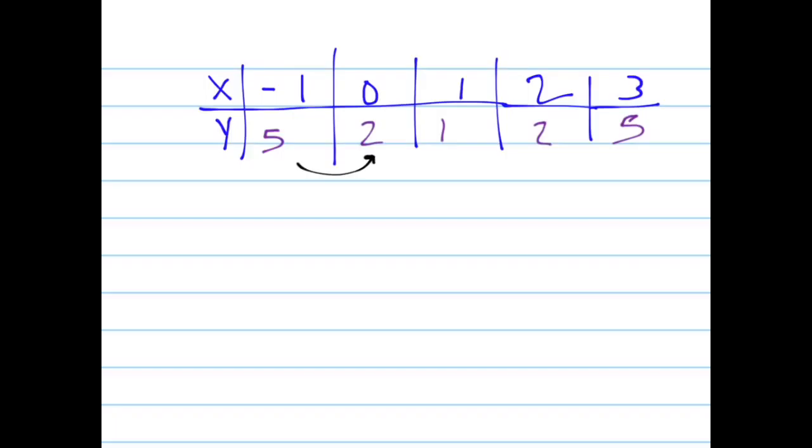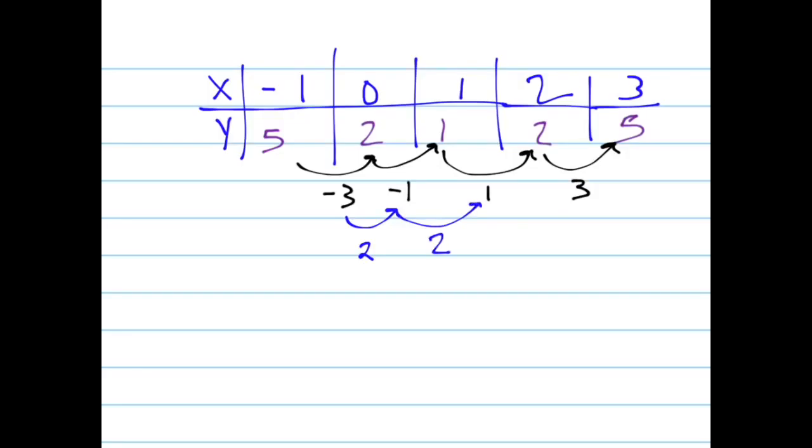-3. How about to get from 2 to 1? How about from 1 to 2? 1. How about from 2 to 5? Are those all the same number? No. What would we add to -3 to get to -1? 2. What about from -1 to 1? What about from 1 to 3?